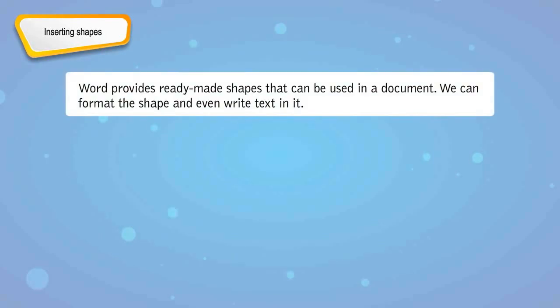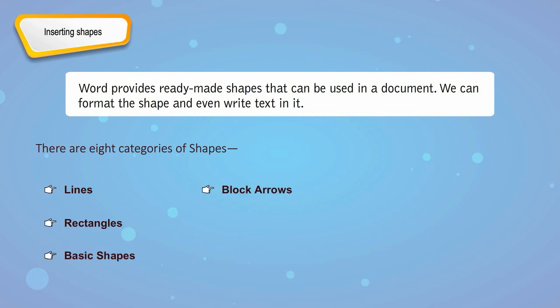Inserting shapes. Word provides ready-made shapes that can be used in a document. We can format the shape and even write text in it. There are 8 categories of shapes: lines, rectangles, basic shapes, block arrows, equation shapes, flowchart, stars and banners, callouts.